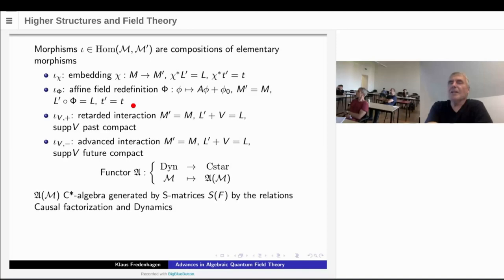Then we have arrows corresponding to interactions. So we can have this situation that we have an interaction which has a support which is past compact, so it takes place essentially in the future of some Cauchy surface, and the manifolds are the same, and the new Lagrangian L prime plus this interaction B is the Lagrangian L. And then we can also do the opposite, where the support of F is future compact, and the other relations remain the same. So a quantum field theory, in this sense, now is a functor from this category to the category of C-star algebras.